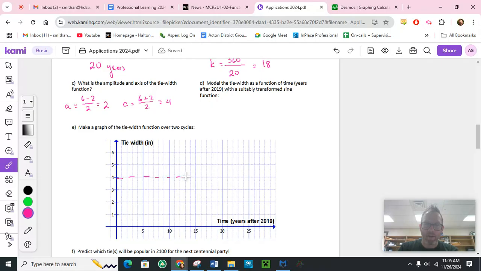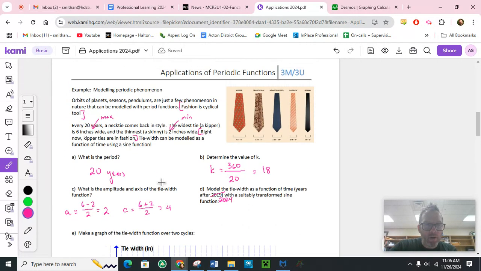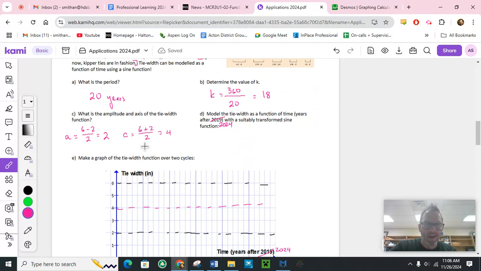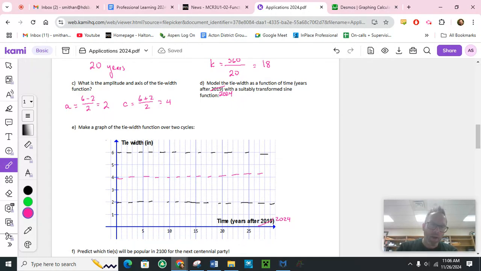And this should make a lot of sense, because if the highest we get is 6 and the lowest we get is 2, then our axis should be 4 and our amplitude should be 2. Now, one thing I'd like to do in this question, we're just going to change the current year to 2024. This is when I'm shooting this video. It's when I'm doing this lesson with my class. And one more piece of information that we haven't used yet is that right now, at t equals 0, the kipper tie, the wide tie, is in fashion. So we have a point there.